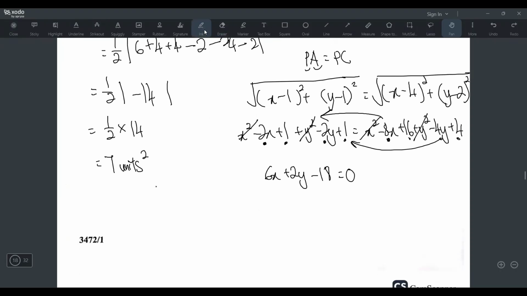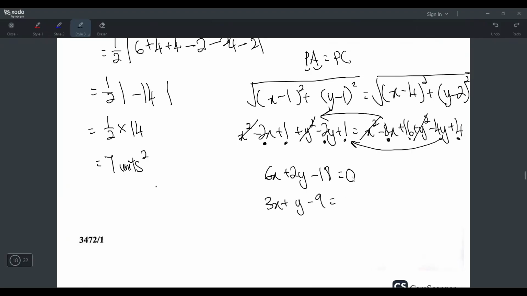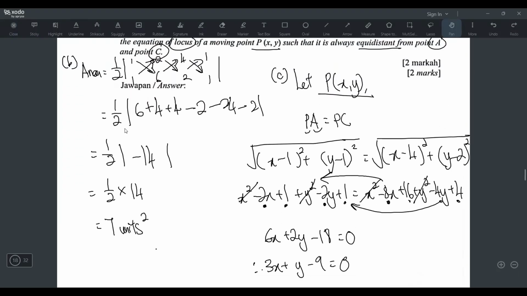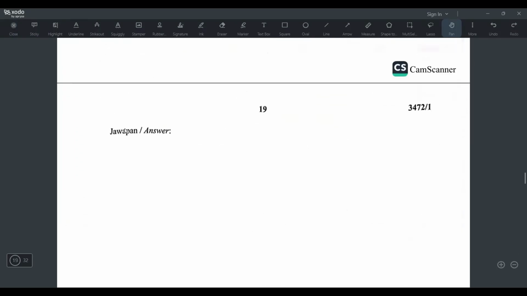But I noticed something. You can actually simplify this further because all these numbers can divide by 2. So let's do that. 6x divided by 2 is 3x, divided by 2, 1y, divided by 2, 9. The 0 also divided by 2, but 0 divided by 2 is 0 also. So that's the answer. So this is the equation of locus, or the equation of perpendicular bisector. All right, that's all.